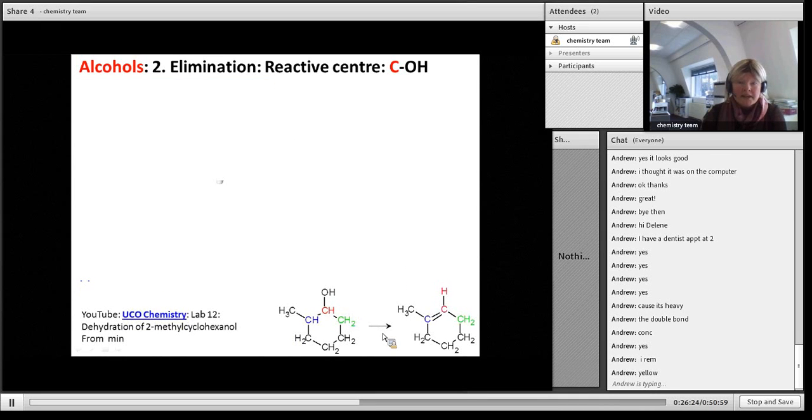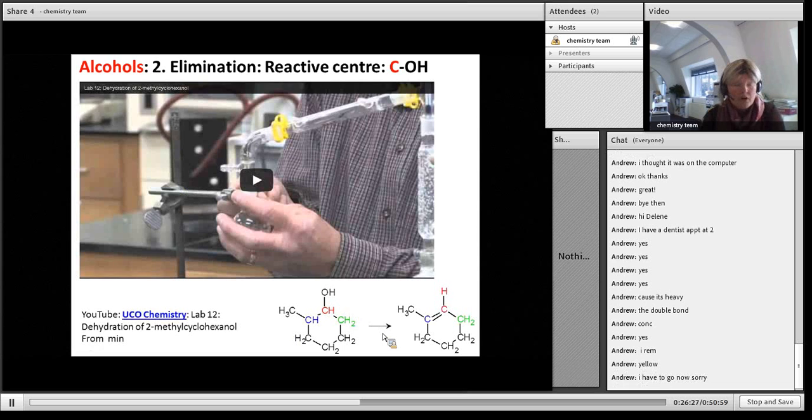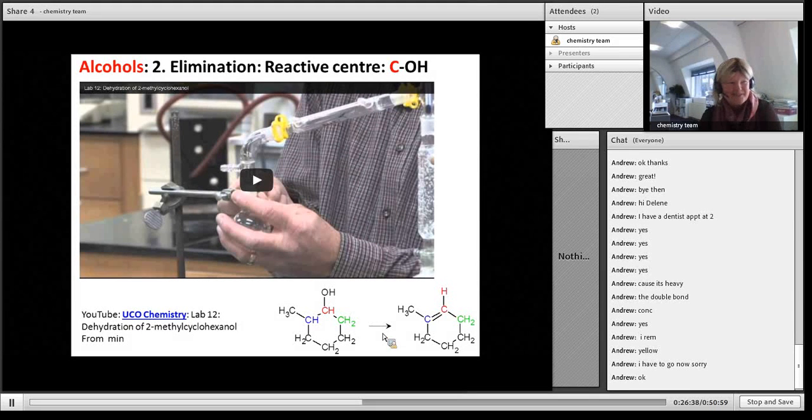Okay, here this also shows the whole procedure. Okay, you've got to go. I'll just carry on, and then I'll see you hopefully tomorrow. Right, I hope the dentist goes well. Bye.